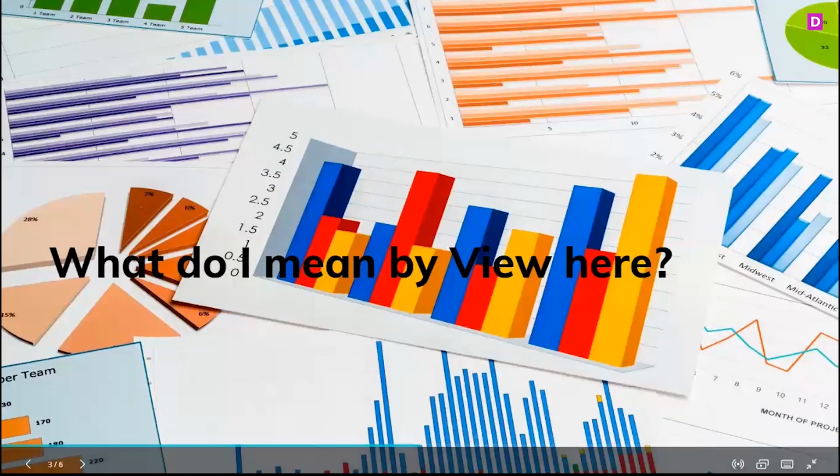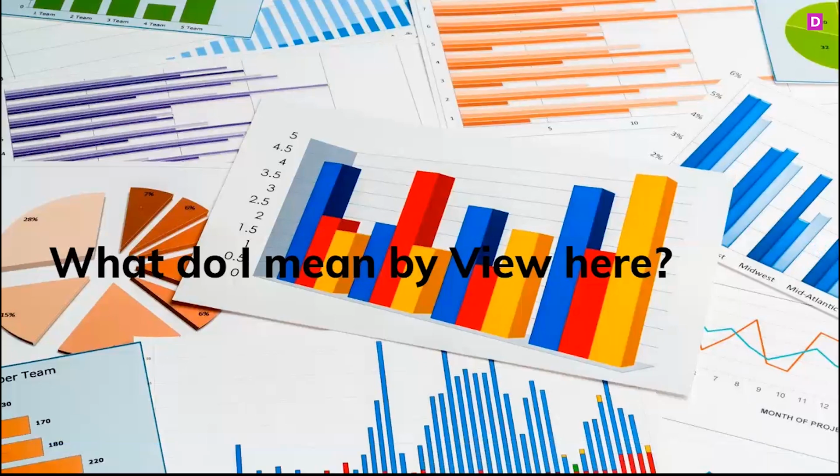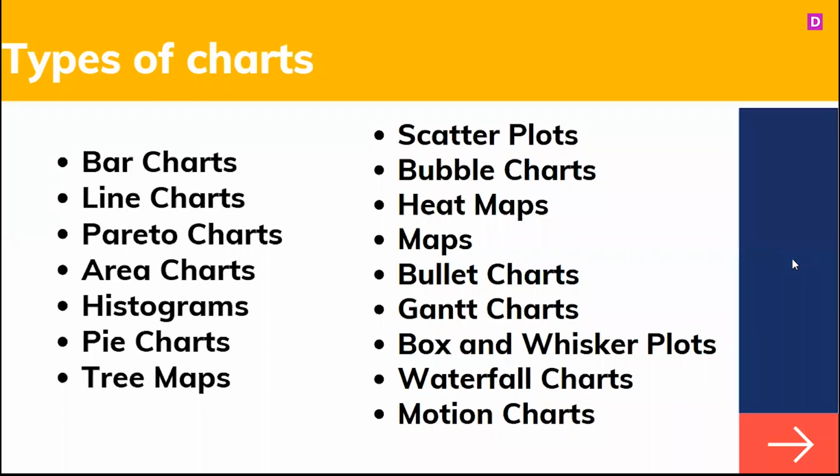All right. So what do I mean by view here? Of course, a view is nothing but the charts and the graphs which I am talking about. Now, Show Me as an option has lots and lots of charts. Nearly 24 types of charts are there. All right. So we will try to understand the common charts that we generally make use of.